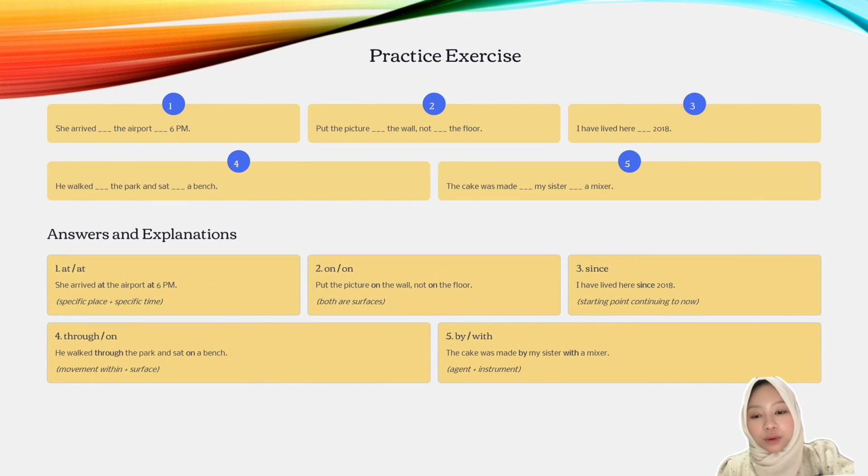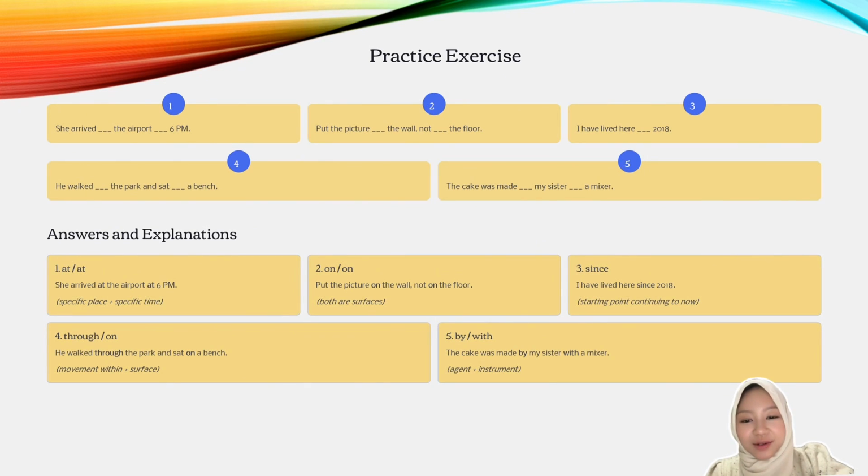And next, number 4, he walked the park and sat a bench. The correct answer is through the park and on a bench. Through is used when you move inside an area and go across it from one side to the other. Since a park is an area you pass through, we use through the park. Then we say sit on a bench because a bench is a surface that we sit on top of, not inside of.